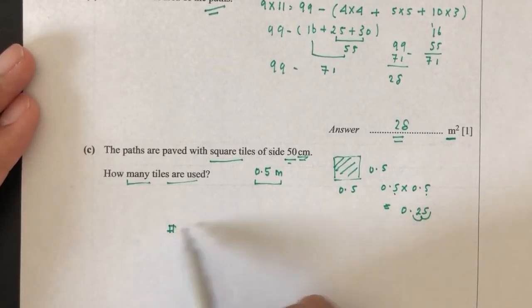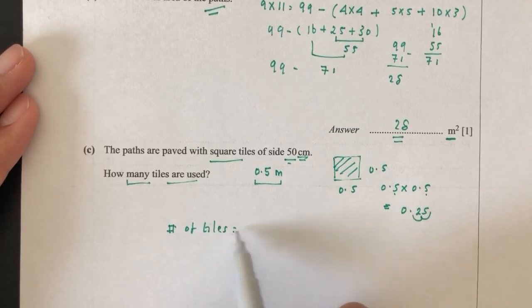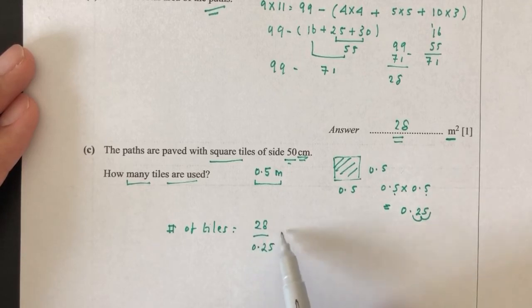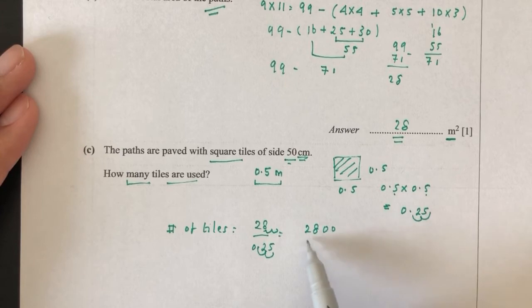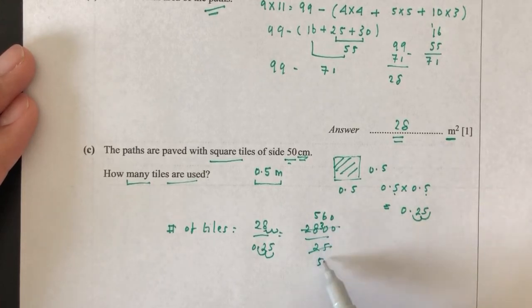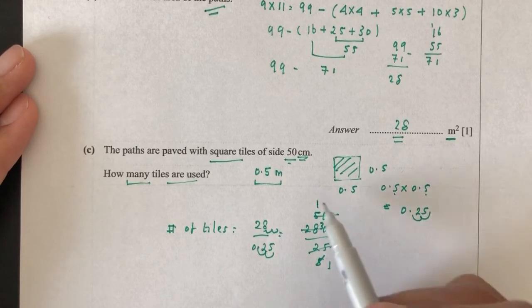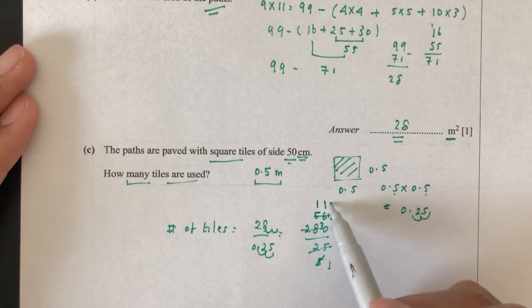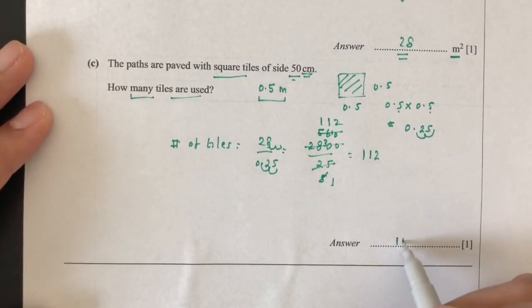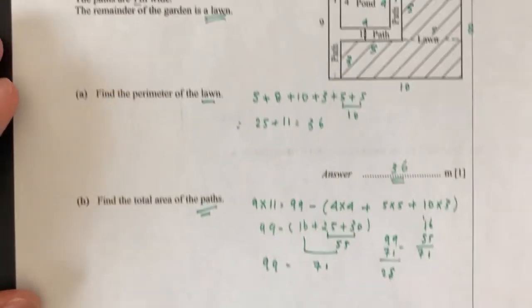So number of tiles will be the total area, which is 28, divided by 0.25, which is, we can do this, divided by 25, divided by 5 will be 5, and so on. The answer is 112. So part C will be 112 tiles are used for this path.